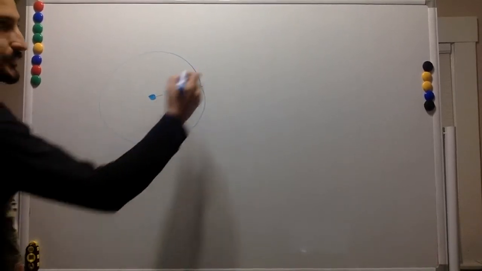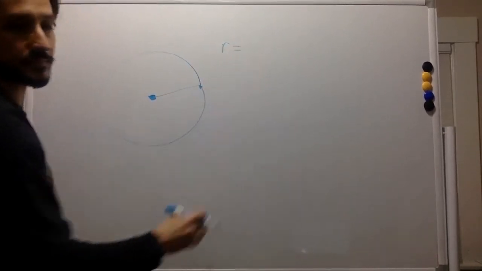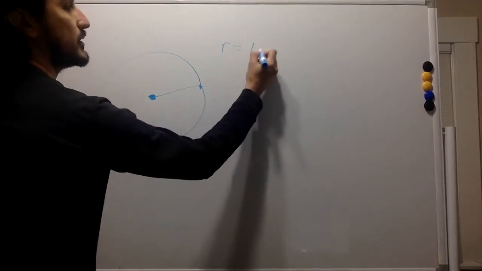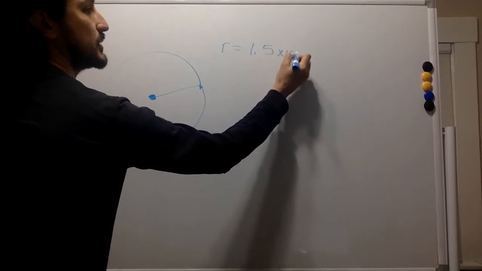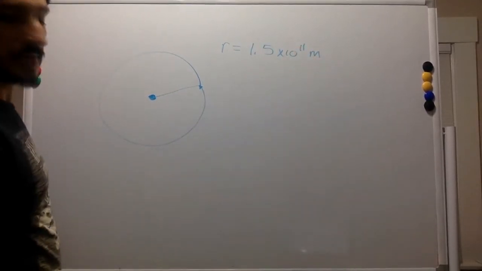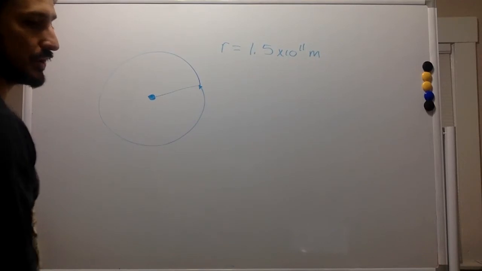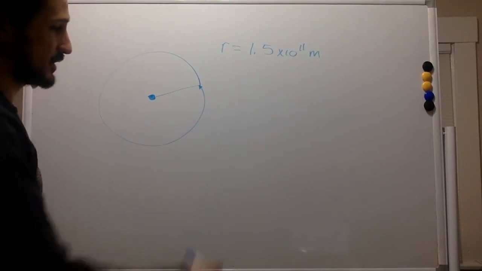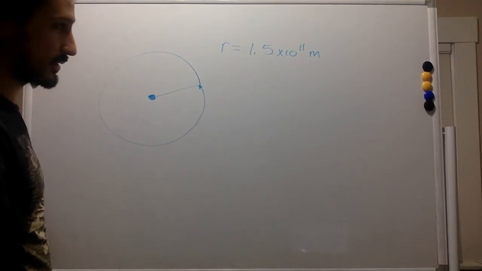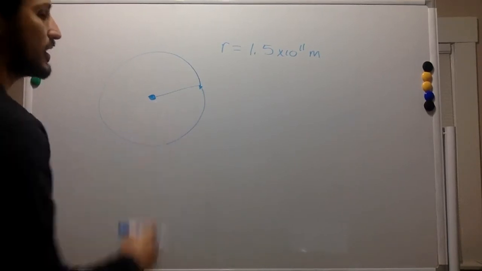Its radius is 1.5 times 10 to the 11 meters. And you know, you hear about the orbit being a little elliptical. The truth is that it's very, very close to being a circle.